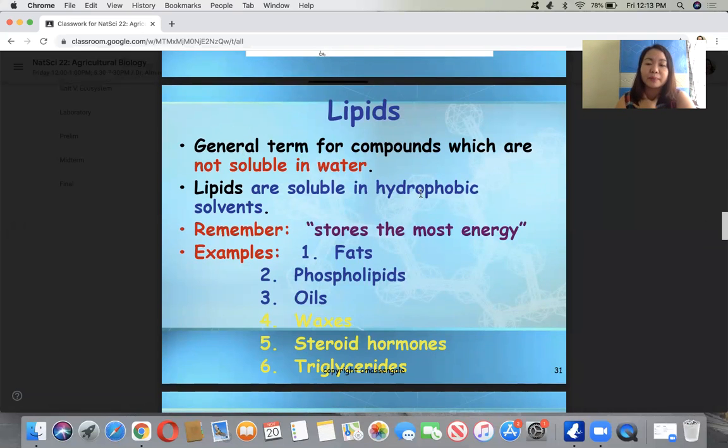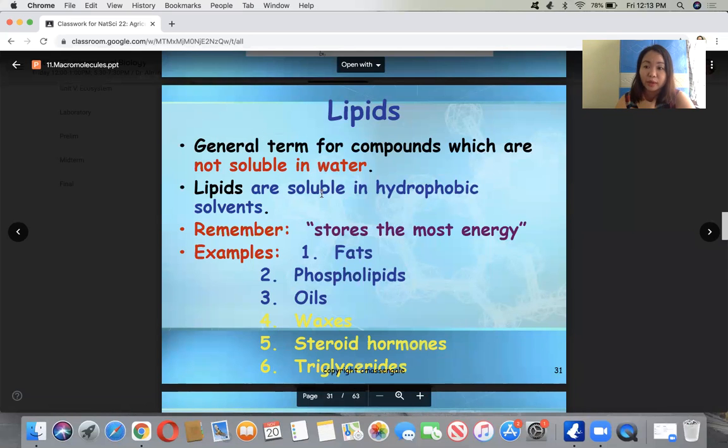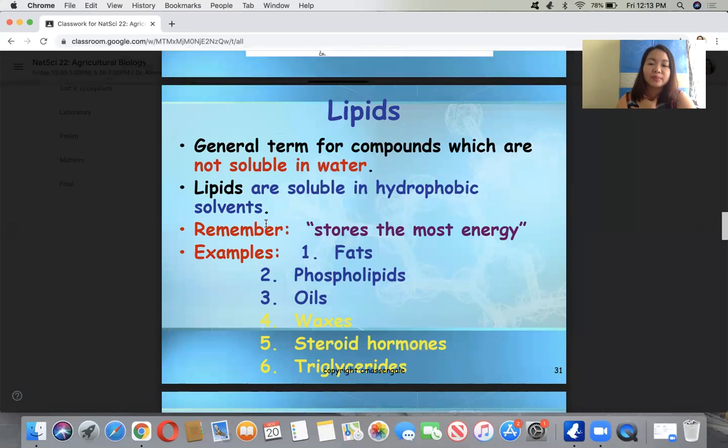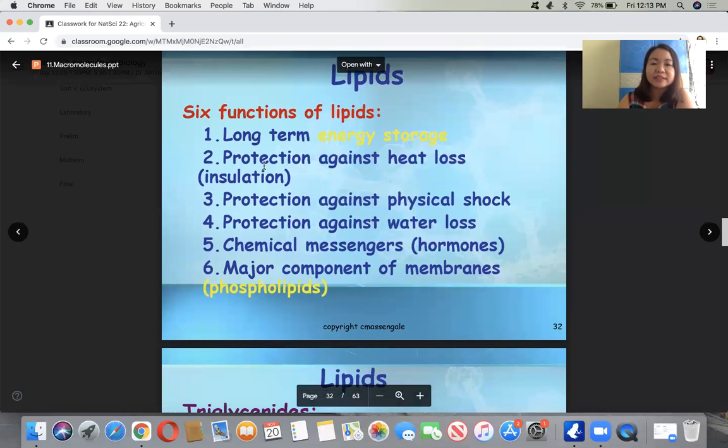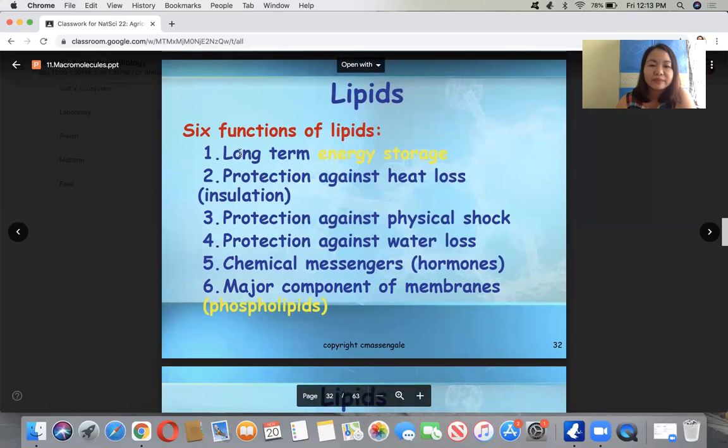Lipids are a general term for compounds which are not soluble in water and are soluble in hydrophobic solvents. They store the most energy, and examples are the fats, phospholipids, oils, waxes, the steroid hormones, and the triglycerides. So let's talk about the lipid functions.